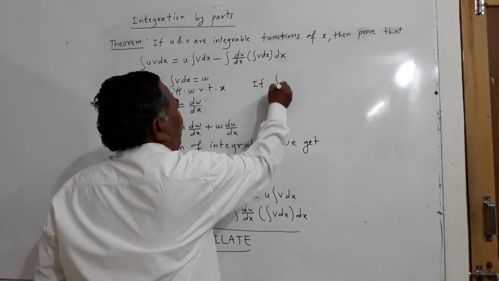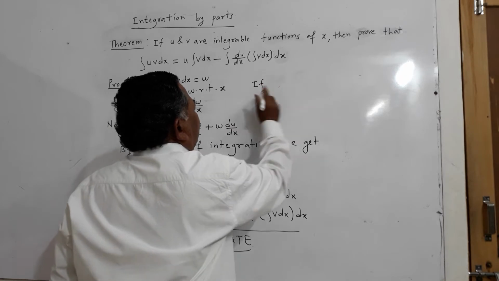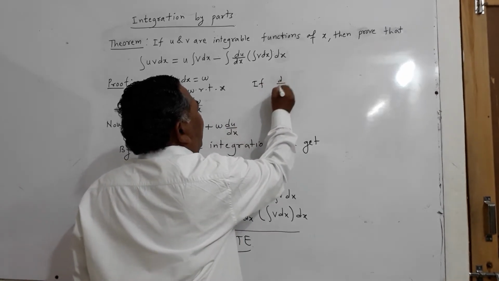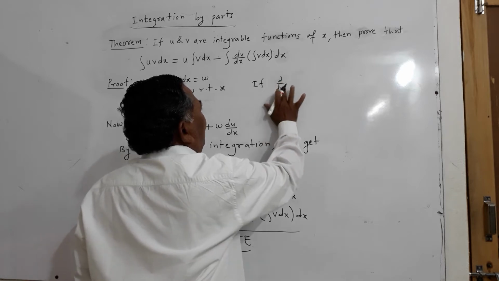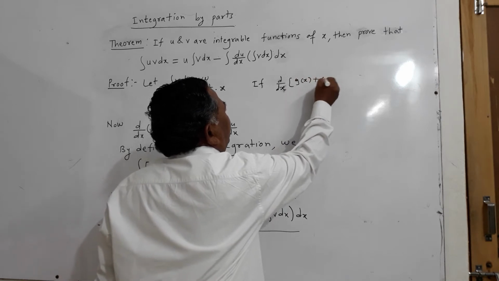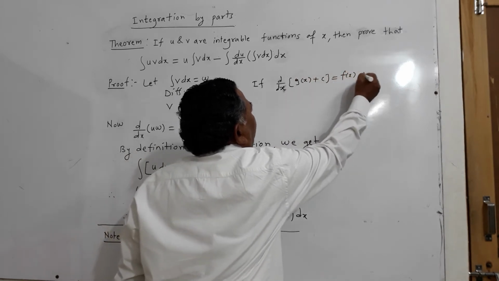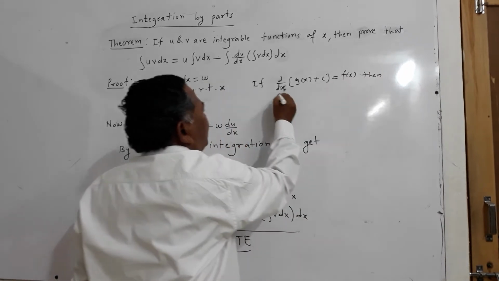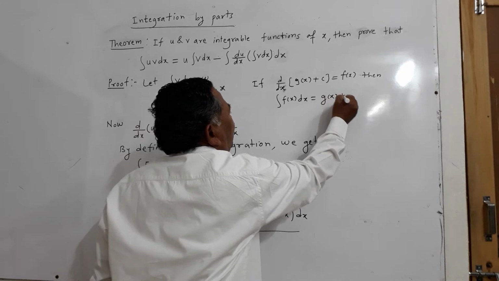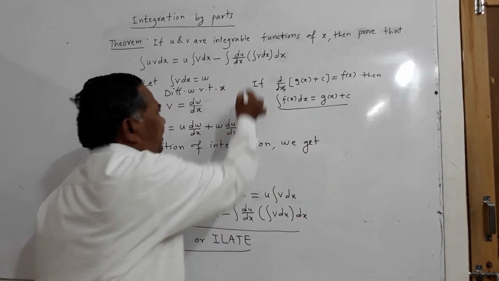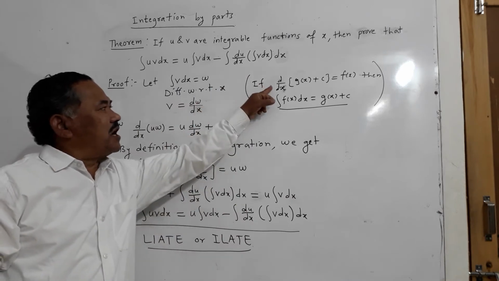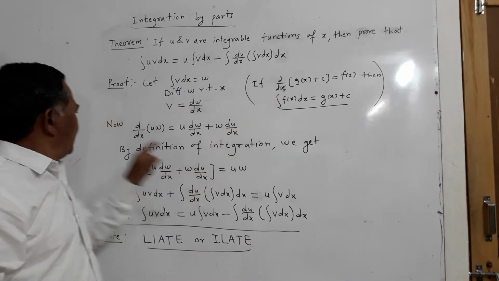Remember, our definition of integration started from derivative. In the definition of integration we write: if d by dx of g of x plus c equals f of x, then on this side we attach integral of f of x into dx is equal to g of x plus c. Remember, this is the definition of integration. Remember carefully in your mind. Therefore, this definition we have to apply, starting from derivative.